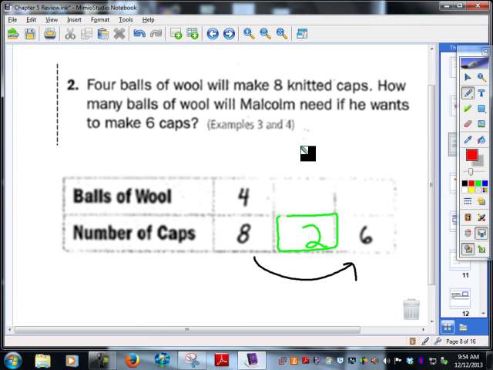Okay, so this problem right here: 4 balls of wool make 8 knitted caps. Right, there's your ratio, right? 4 balls of wool, 8 caps. How many balls of wool will Malcolm need if he wants to make 6 caps? Now, if this wasn't learning target number 1, if this had nothing to do with making a ratio table, wouldn't we just do the problem like this? Wouldn't we just say, okay, we need 4 balls of wool for 8 caps? I want to know how many balls of wool I'm going to need to make 6 caps. Wouldn't we just do it like this and cross multiply and divide?